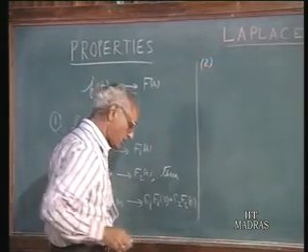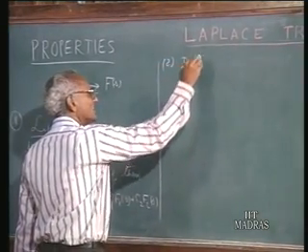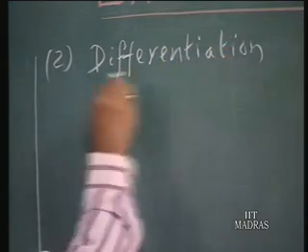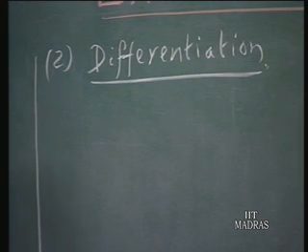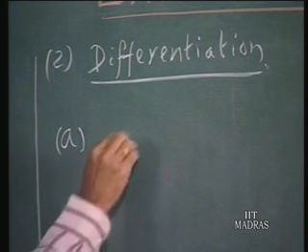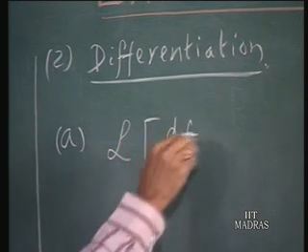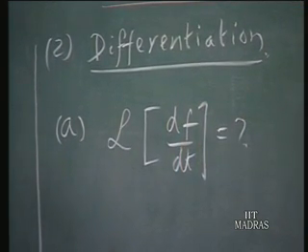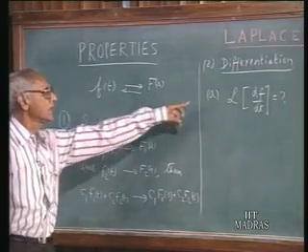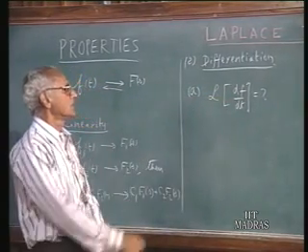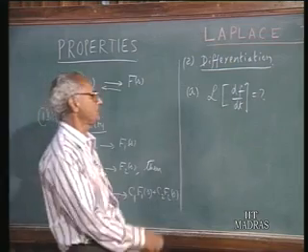The second property we are going to talk about is differentiation in time domain. We ask the question, what is the Laplace transform of df by dt? This is the question which we would like to answer. Given that f of t has a Laplace transform capital F of s, we would like to find out what is the Laplace transform of df by dt, assuming that the Laplace transform of this differentiated function exists.